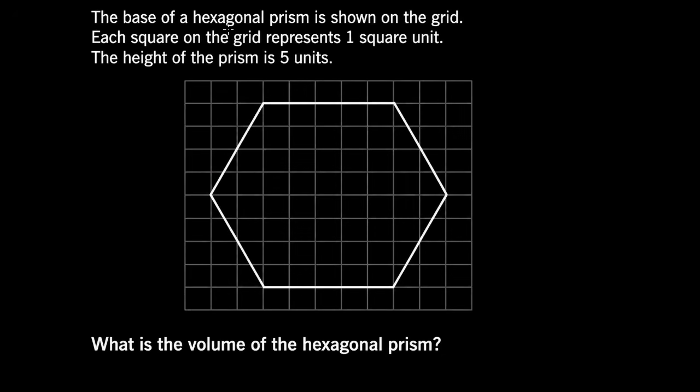The base of a hexagonal prism is shown on the grid. Each square on the grid represents 1 square unit. The height of the prism is 5 units. What is the volume of the hexagonal prism? Pause the video, have a go at that.